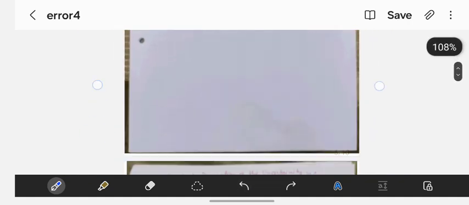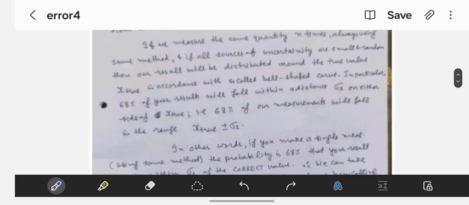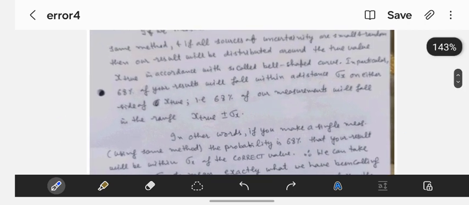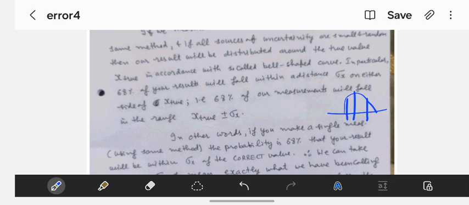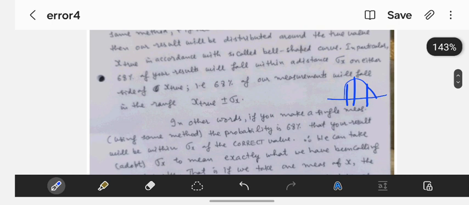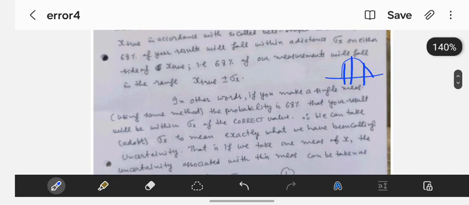So what does this curve mean? In particular, 68% of your results will fall within a distance sigma x on either side of the true value. On the graph, the 68% will be under this sigma x range. So the probability is also 68% that a result will fall in the range of x true plus or minus sigma x. That's why we calculate sigma x: most of the observations fall under it, and that's why we get a very good result or a very good error.